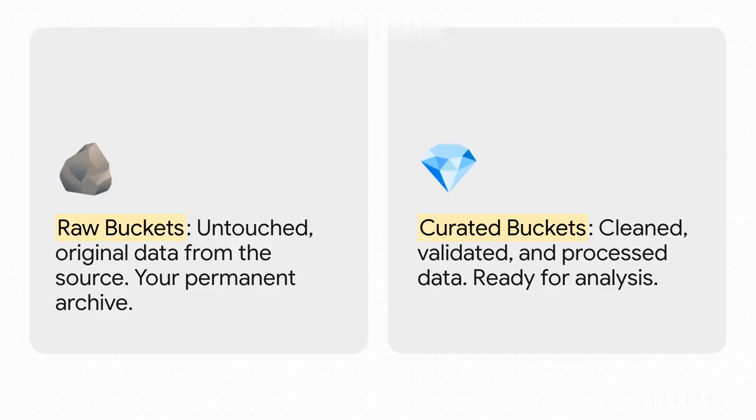Okay, now this part is super important. You don't just create one giant messy pile. You're smarter than that. You separate your data into two kinds of buckets. First, you have your raw buckets. This is your pristine, untouched, original data. It's a permanent archive you can always go back to. Then you have your curated buckets. This is where you keep the cleaned up, processed, and analysis-ready data. Seriously, this separation is the key to a reliable data platform.